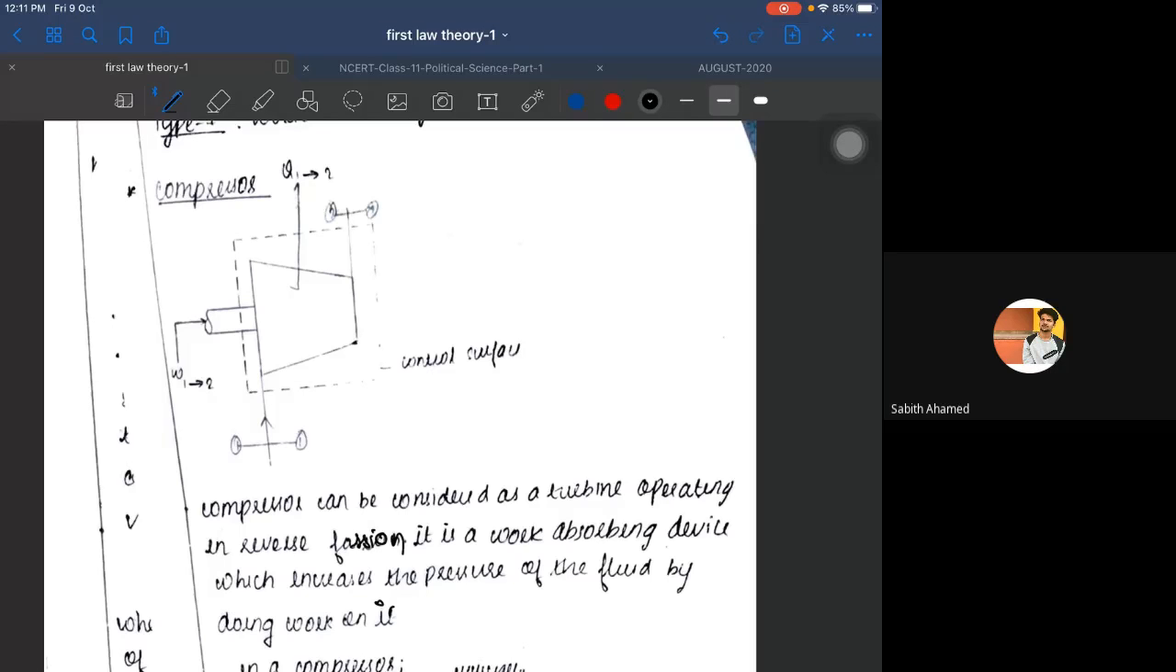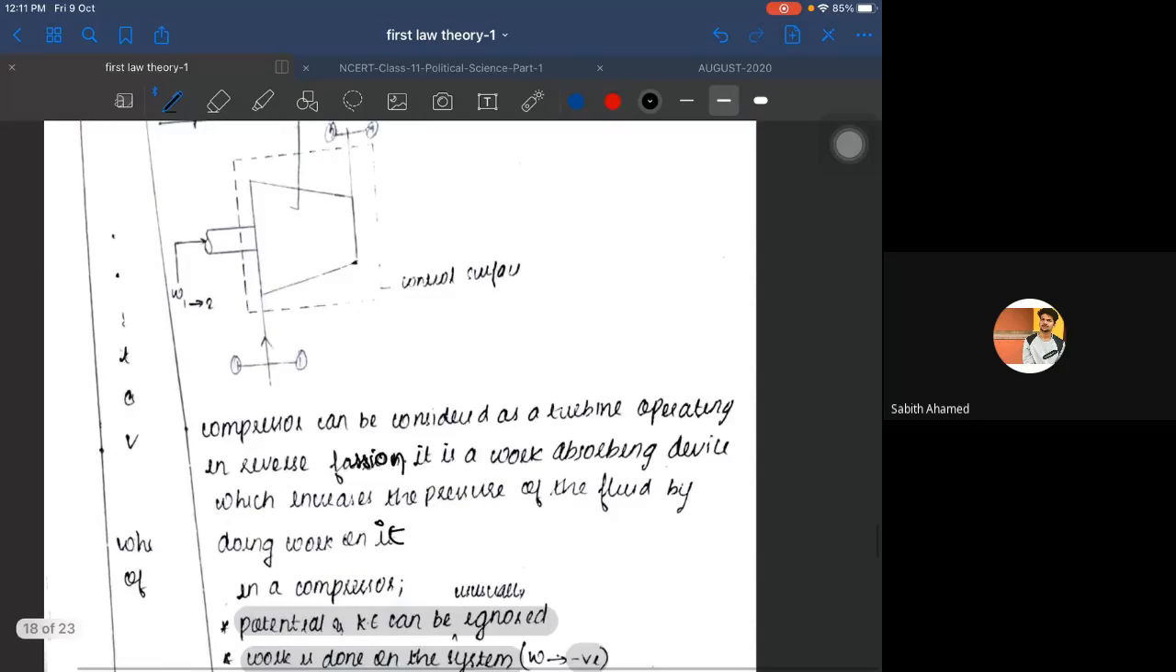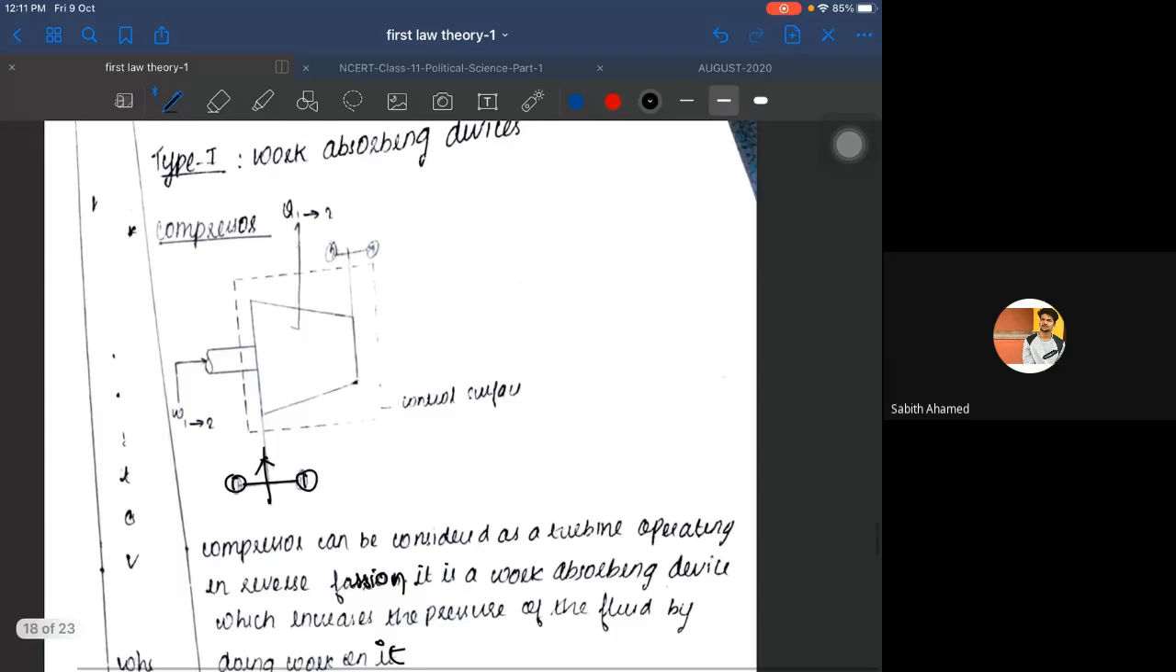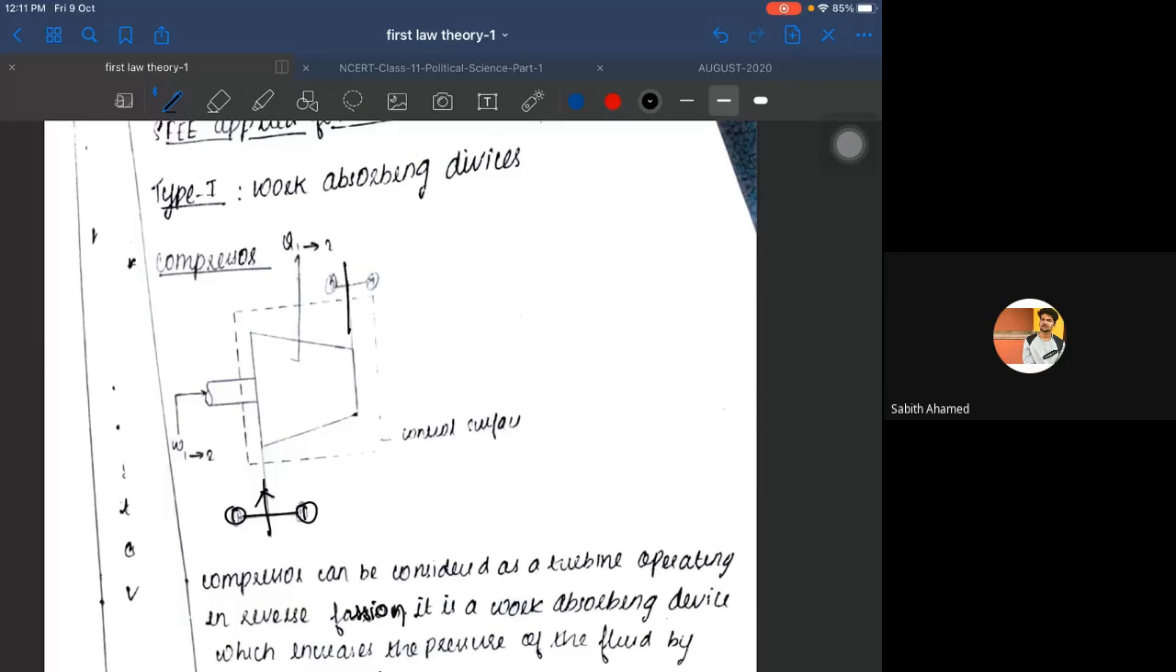Okay, simple description. No need to write the theories of compressors. That's not required. So the air enters here, which I will mark as 1, 1, and the air exits here, which I'll mark as 2, 2. The shaft work power you are giving is W1 to 2, which is negative, and Q1 to 2 is the heat exiting the system.